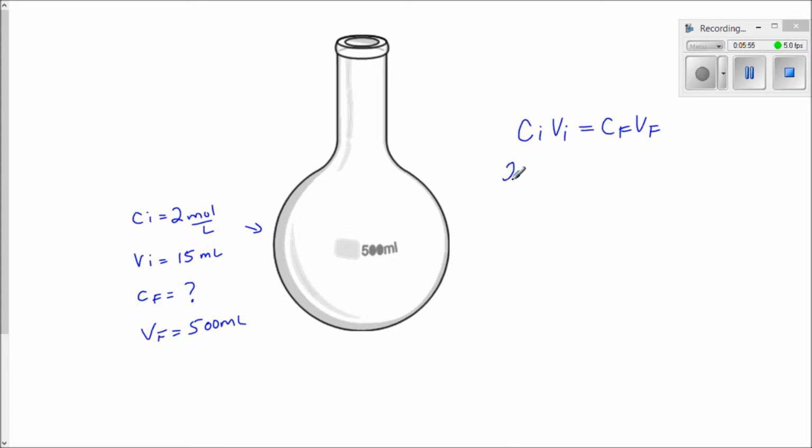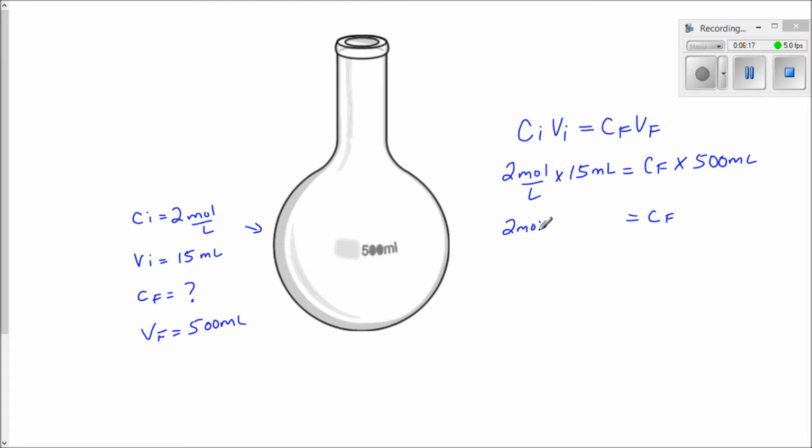So my CI is 2 moles per liter. My VI is 15 milliliters. My CF is, well, I don't know what my CF is. That's what I'm trying to find. And my VF is 500 milliliters. Now look at my units. This is why it's so important for you guys to really write down your units.